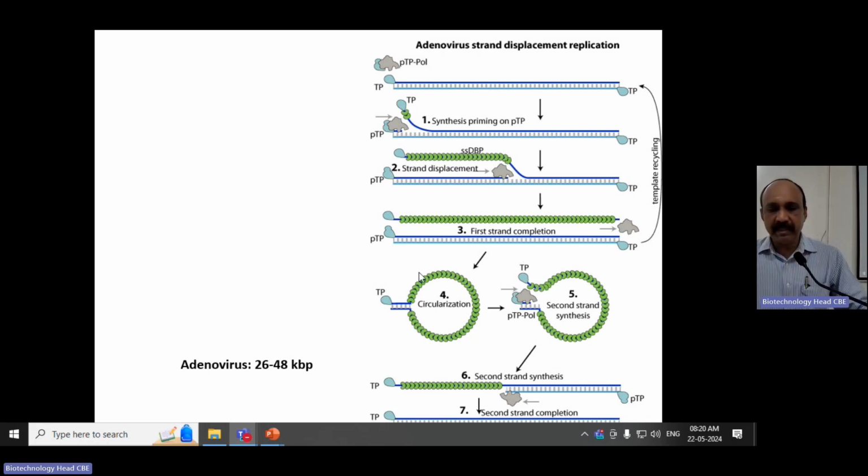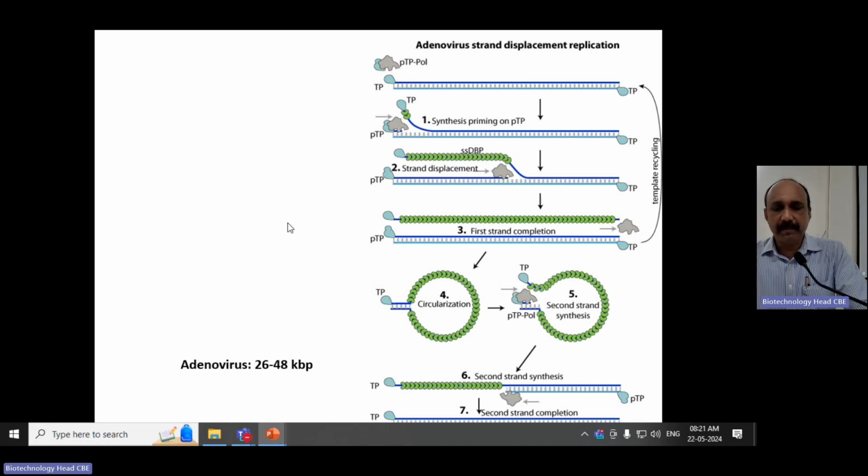So after all the synthesis, in most of these, I mean the phages and also the retroviruses, you have a single strand. Some can have single strand DNA or RNA. That can form circularization, and it forms a circular DNA.